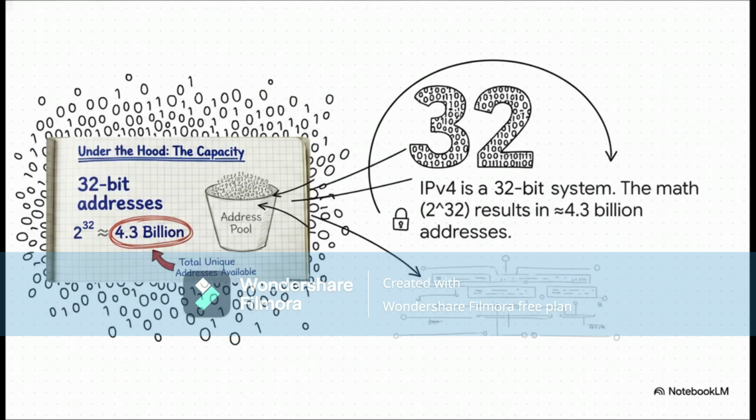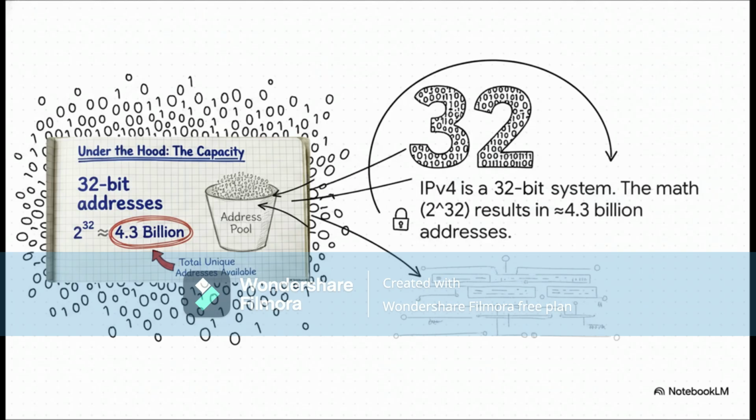So where does that 4.3 billion number even come from? It's not random, it's just math. IPv4 is a 32-bit system. That just means the address has 32 spots for a 1 or a 0. And if you do the math, 2 to the power of 32, you get roughly 4.3 billion.